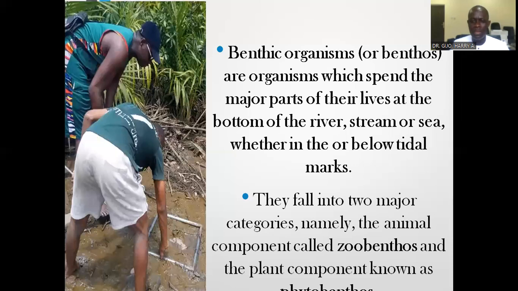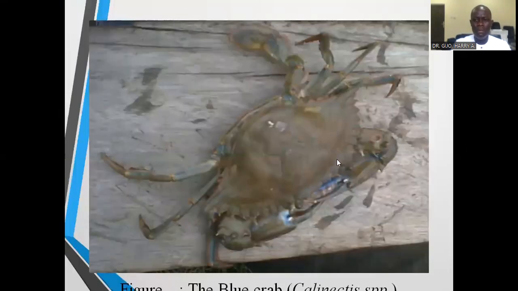Benthic organisms are organisms that spend much of their time at the bottom of the river, stream, or lake. They are found at the bottom of the river, stream, or lake, either in the tidal mass or below the tidal mass. They fall into two categories: the animal components called the zoobenthos and the plant components called the phytobenthos. We are going to look at the macrozoobenthos specifically in this study, and here are some examples.